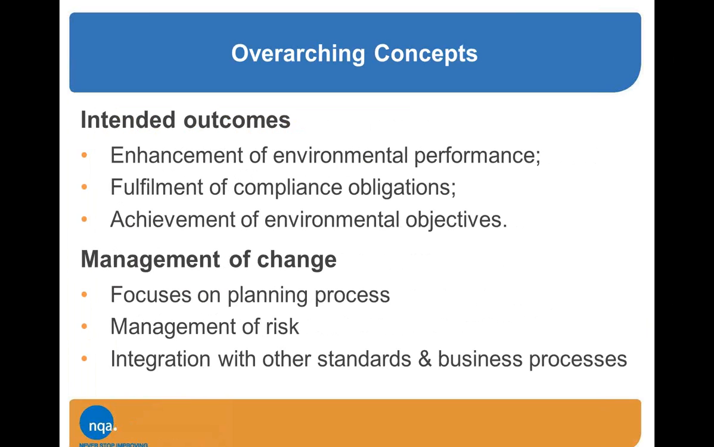Within the new standard, ISO 14001:2015, there are some new and modified overarching concepts. The three main ones are these. First, intended outcomes. All of the new standards, and this goes for 9001:2015 as well, have an intended outcome. The main intended outcome of ISO 14001 is the enhancement of an organization's environmental performance. That's what you're expected to achieve, and that's what we'll be looking for as we carry out a continued series of certification visits.